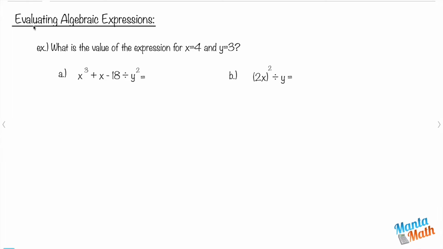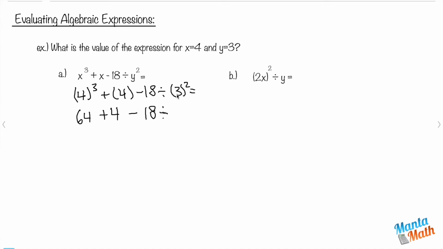When we're given a question asking you to evaluate the algebraic expression, and they're giving you the points, in this case x equals 4 and y equals 3, you simply want to plug in. So let's plug in these values. Minus 18 divided by 3 squared equals. Again, we want to do parentheses first, and in this case there are no signs, so we're going straight on to exponents. So 4 to the third power is 64. Okay, rewrite the equation.